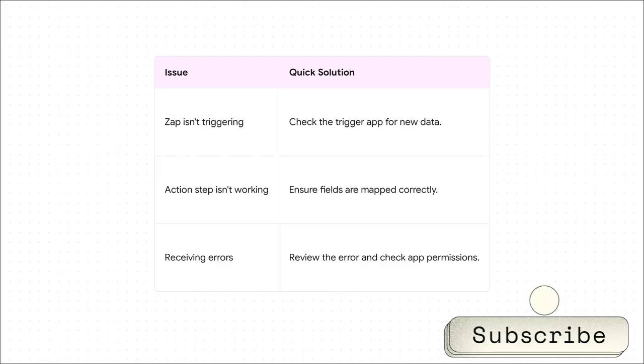Of course, sometimes things go wrong. If your Zap isn't triggering, the first thing to check is, well, is there any new data in your Trigger app for it to find? If an action step is failing, just double-check that you've mapped your data fields correctly. And if you get an error message, just read it. It usually tells you exactly what's wrong, and it's often something simple like app permissions.